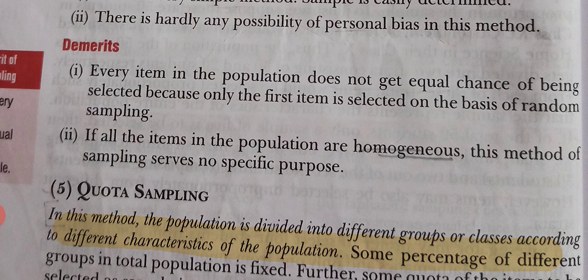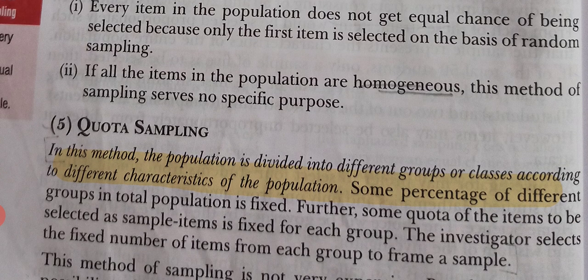Demerits. Every item in the population does not get an equal chance. We are selecting 10, 20, 30, 40, but other items are not getting a chance to be selected in the sample. Second point, if all the items of the population are homogeneous, meaning the same, then this method can be used, otherwise this method cannot be used.